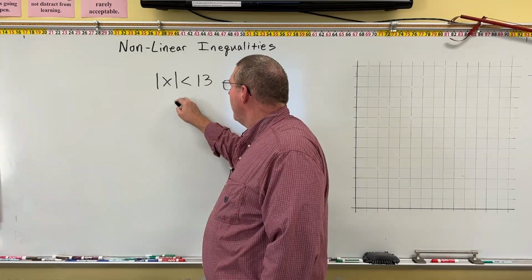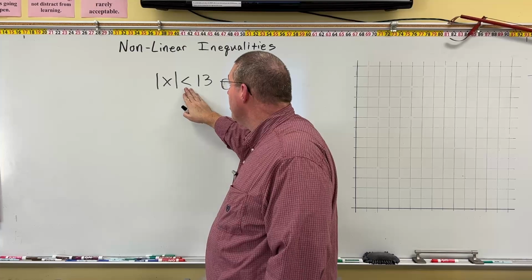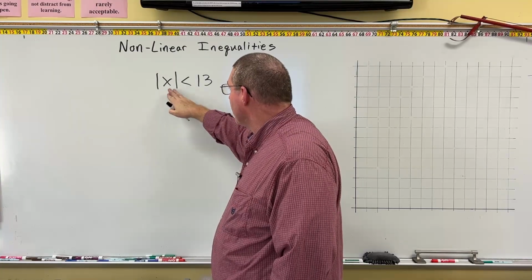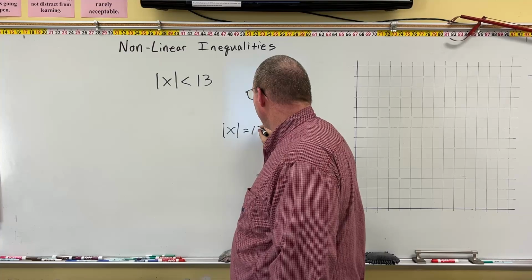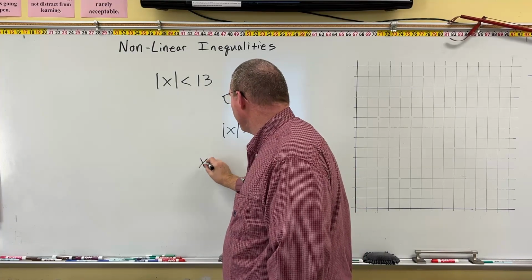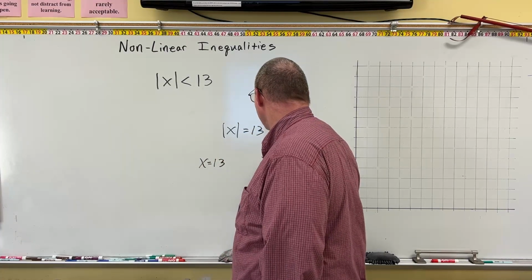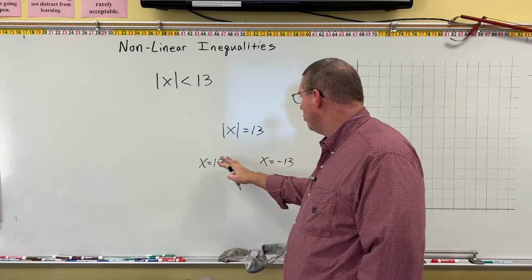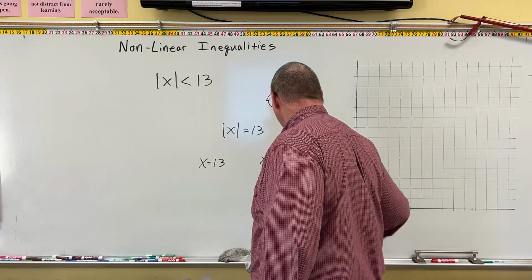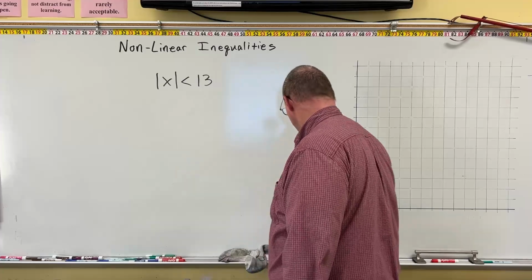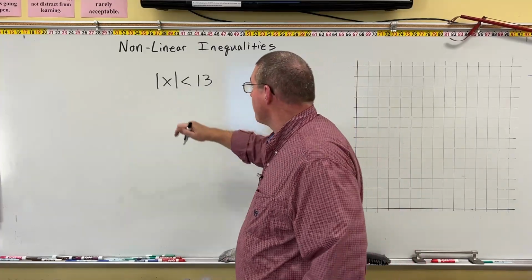Remember when we did absolute value equations? Like if we had the absolute value of x is equal to 13, remember that? I said, oh, well, you have to do x is equal to 13, and you have to do x is equal to negative 13. You had to do two of them. One of them had to be positive, one of them had to be negative. We're going to do something very similar to that, okay? Only we got to change this sign.